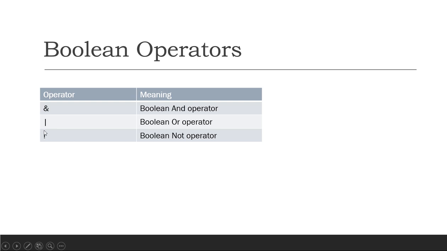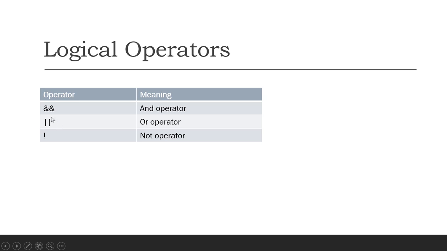So this is similar to the previous one basically, but if you see here, we are using a double AND operator and a double OR operator earlier. Here it is a single pipe operator, and this is the ampersand operator.